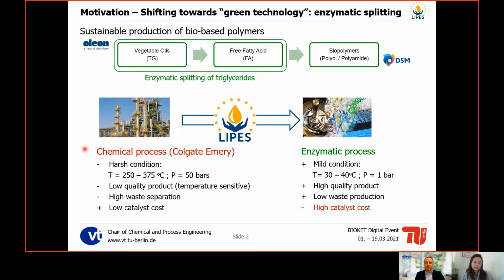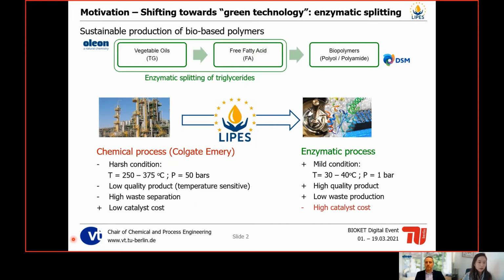In this case, the biggest disadvantage of the enzymatic process is the high catalyst cost. As we might know, producing enzyme is much more expensive than producing synthetic catalysts, which means that it cannot compete with the conventional processes. So in the LIPES project, we are trying to develop a process that reduces the consumption of the enzymes. We want to keep the enzyme active longer so that we can produce more fatty acid with a certain amount of the catalyst.